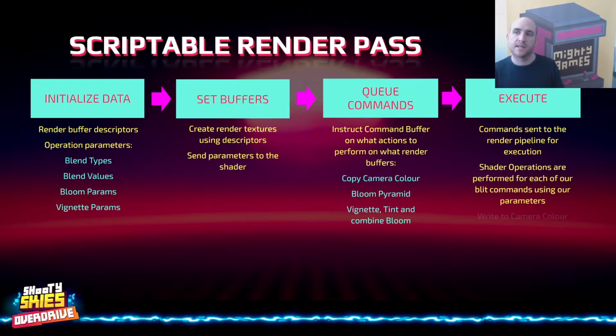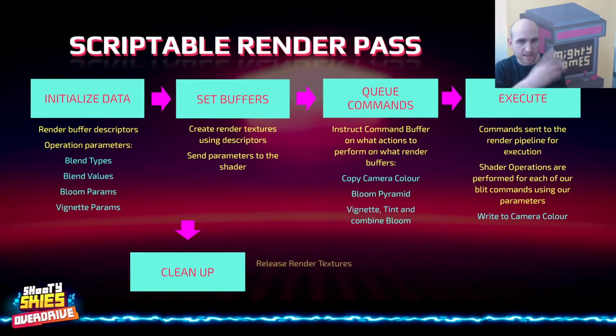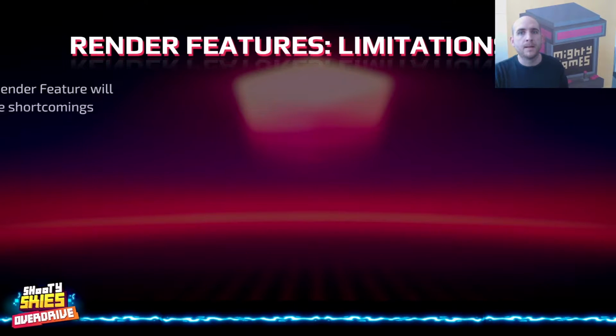And then that all gets executed at the end of the pipeline once it's passed out from the render feature into Unity's under the hood system, the scriptable renderer. And what happens here is all the shader options that we've queued up for all our blit commands are then executed, and at the very end, that all gets written back out to the camera color so that we can see it on whatever display. And after that, we just do a quick cleanup where we release all our render textures and we clear the command buffer so we can move on to our next frame.